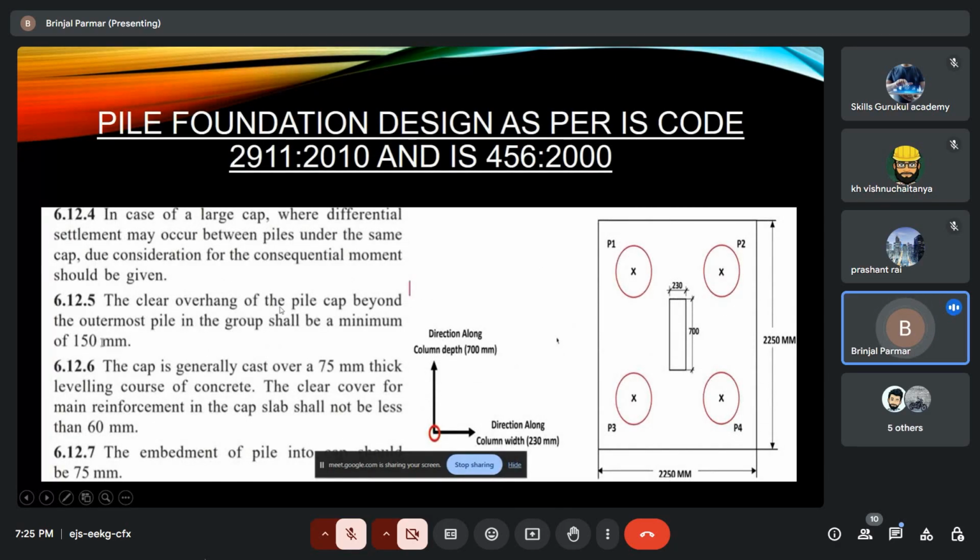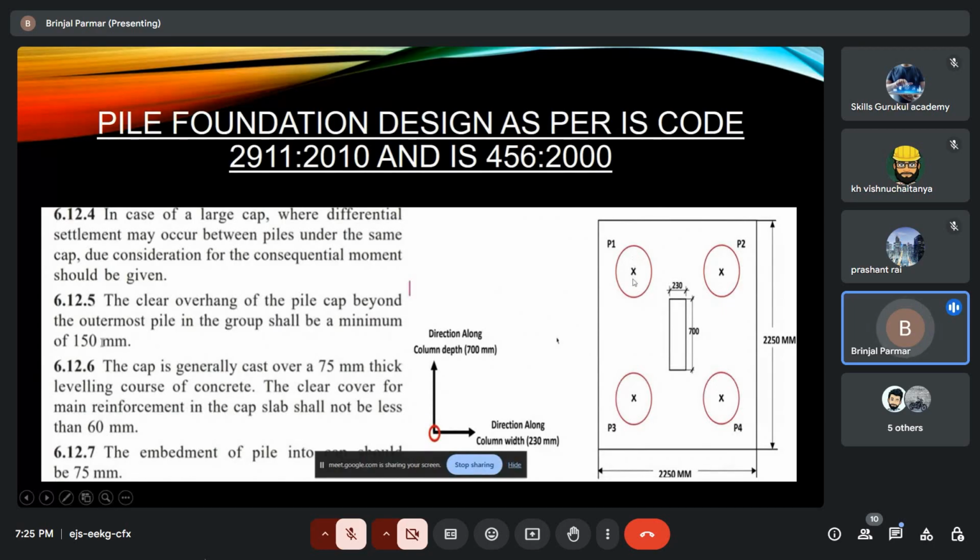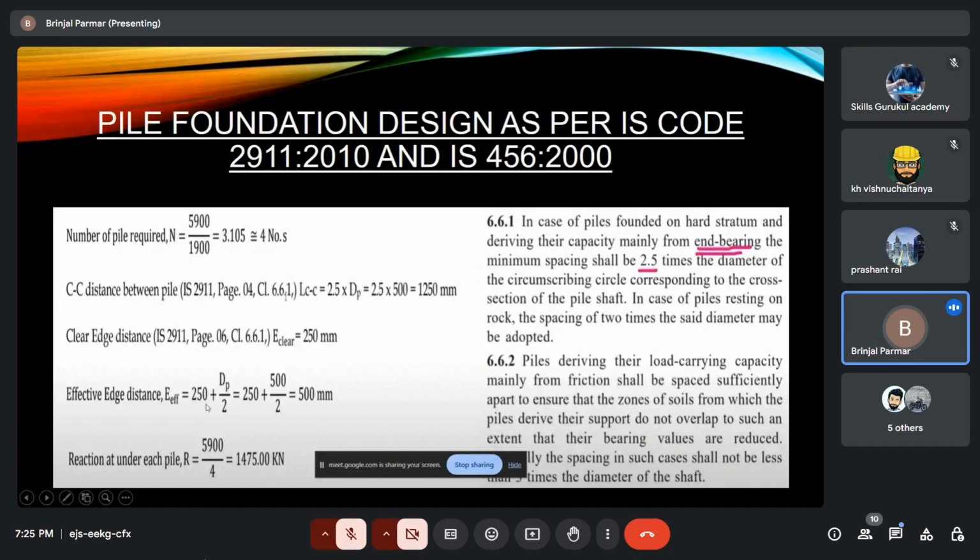The clear overhang of the pile cap beyond the outermost pile in the group shall be a minimum of 150 mm, measured from the pile edge to the pile cap edge. So I have taken 250 mm. Effective clear edge distance is the distance from the center of the pile to the pile cap edge: 250 plus dp by 2, diameter of pile divided by 2, so we get 500.